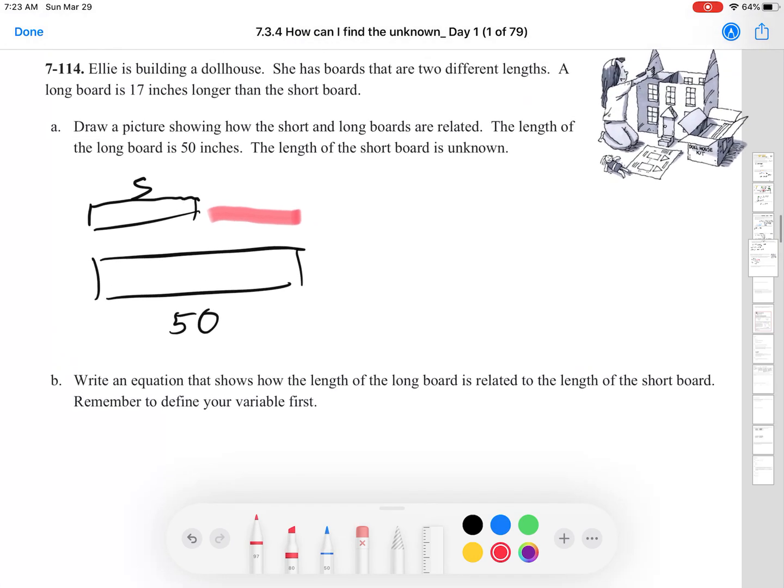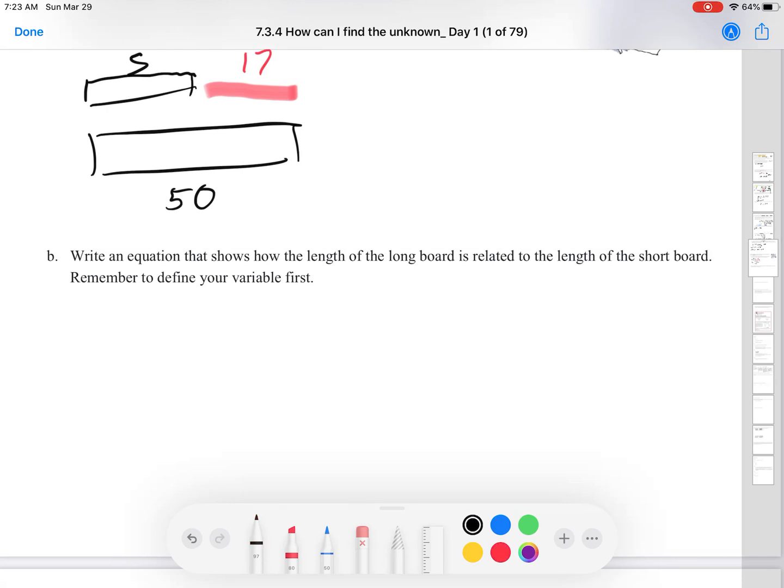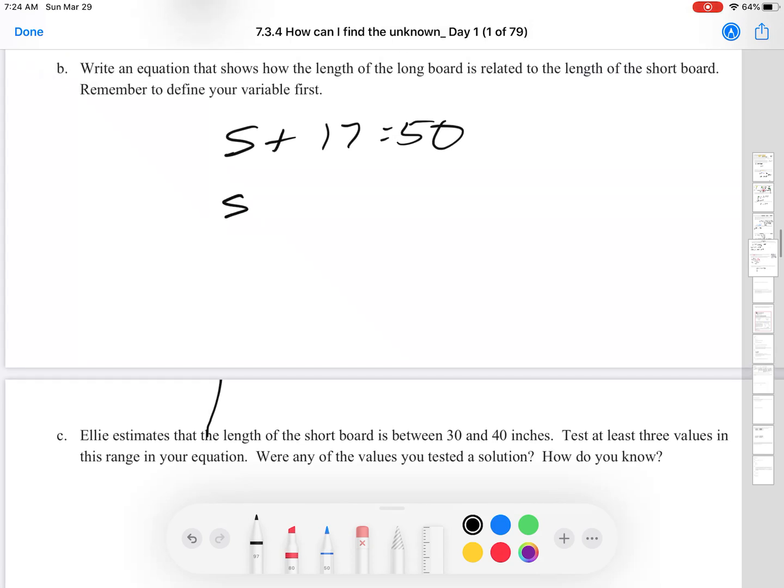whoops, did we have that? We did have that. I'm sorry. I felt like we were missing something. We were told earlier that there's 17 inches between there. So this is 17. There, that helps us out a little bit. So S plus 17 has to equal my S, the short board, plus 17 inches has to equal the big board of 50. Oops. Defining our variable, S is the length of the short board.